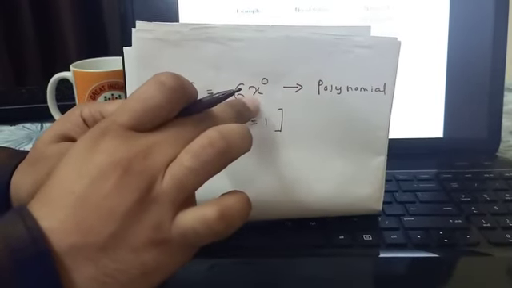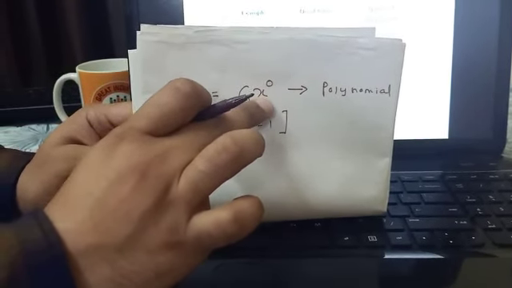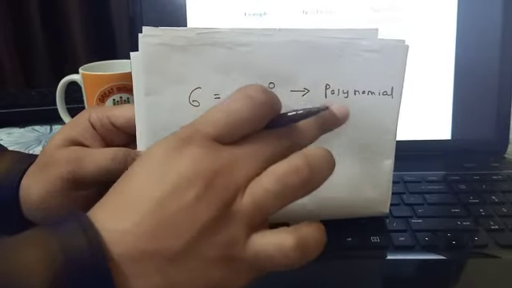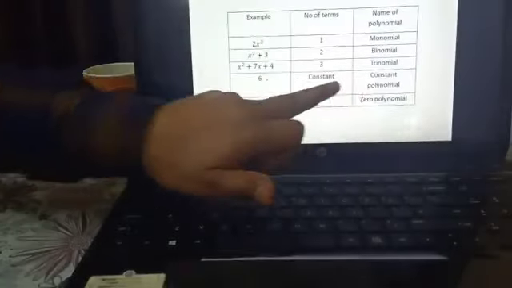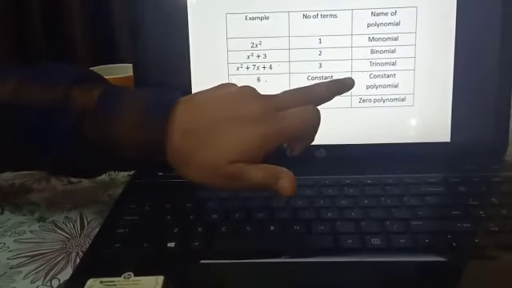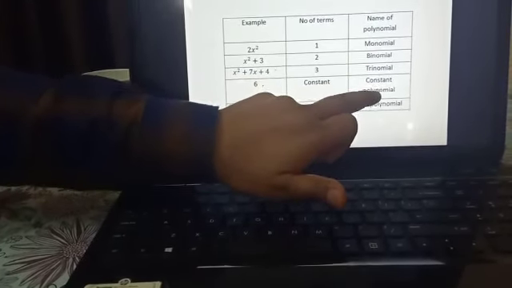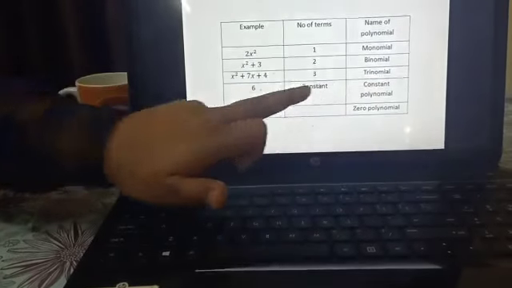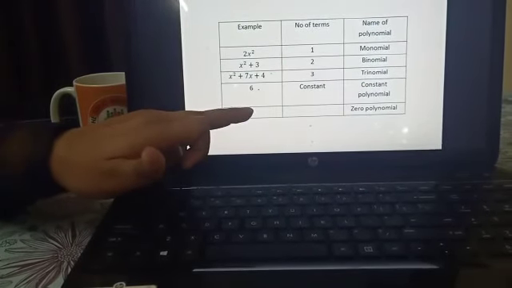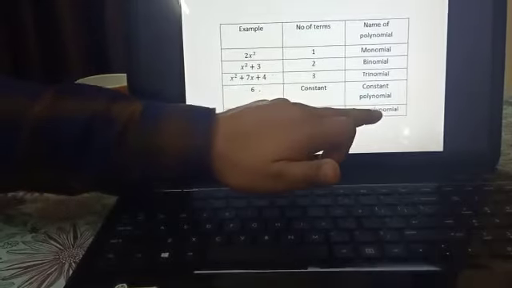So now this algebraic expression has the variable also, and the coefficient also, that's why it is a polynomial. This polynomial is called a constant polynomial. So 6 is a constant number, and it is a polynomial, and that polynomial is called a constant polynomial. Similarly, 0 is also a polynomial, and it is called the zero polynomial.